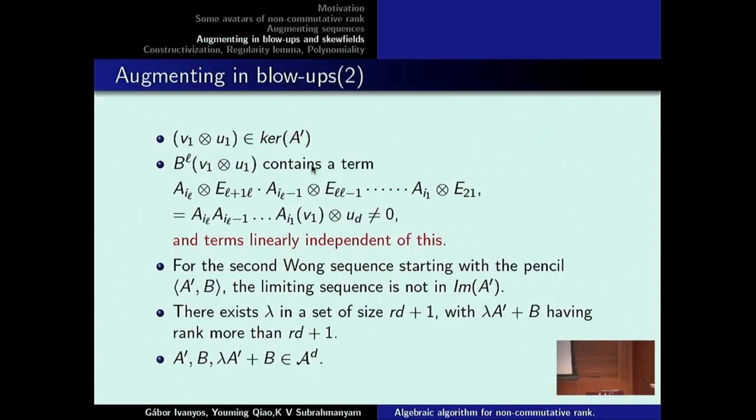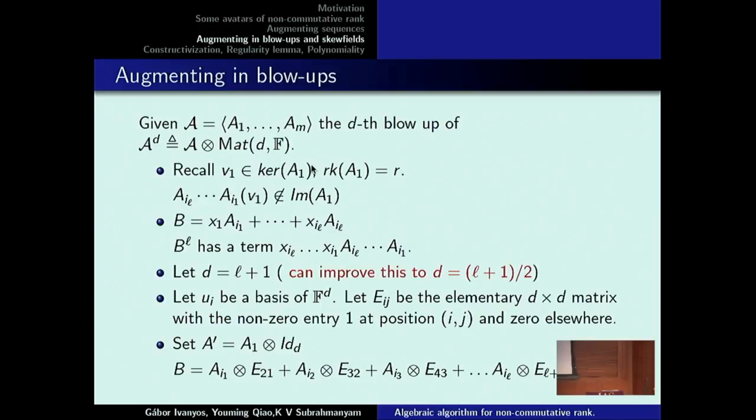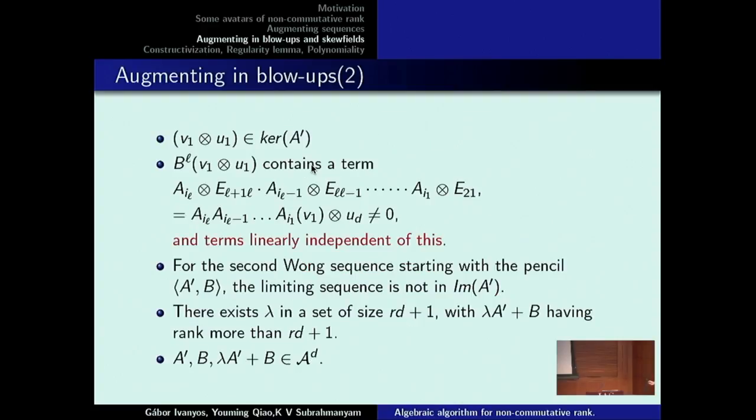We see this. And now if I apply it, V1 was an element in our kernel. If I apply this to V1 tensor U1, well, V1 was in the kernel of A1. Therefore, when I apply it and look at the first basis element, recall that we have arranged it so that, if I look at this, I get this product here.